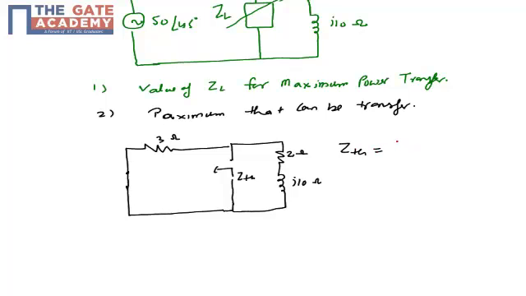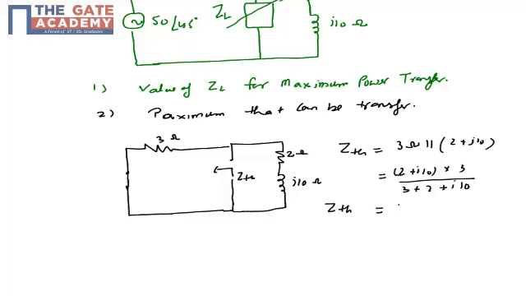So my ZTH will be this 3 ohm in parallel with 2 plus j10, which is (2 plus j10) into 3 upon (3 plus 2 plus j10). By solving this equation, ZTH is 2.64 minus j0.72 ohm. So for the first part, my ZTH is 2.64 minus j0.72. For this part, the correct option is option C in your paper.